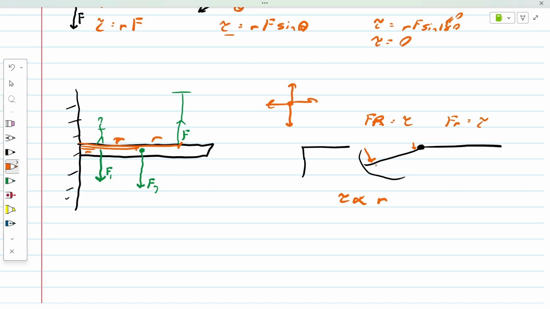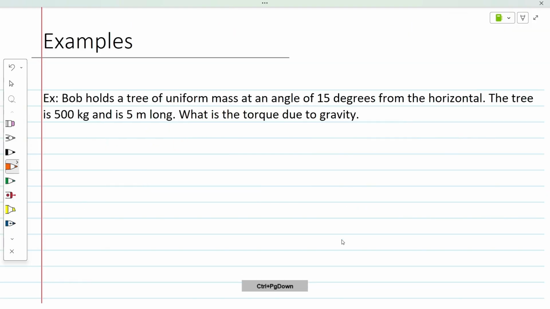So the closer to 90 degrees, and the farther from where it's rotating, the more torque you get. So that's the overall conceptual idea of torque. Now let's apply it to an example.